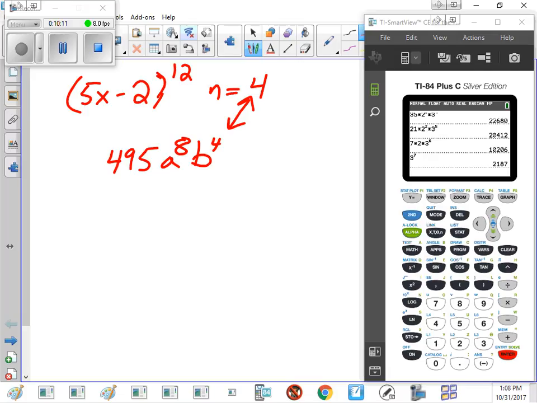Okay. What about signs? Do I need to worry about positive and negative in this case? Yes, I have a subtraction. So if we look at the triangle, positive, negative, positive, negative, positive. 495 would get a plus. Does everybody understand why 495 is a plus? If you have a subtraction inside your binomial, the first term, the n equals 0 term, is positive. And then you just alternate.